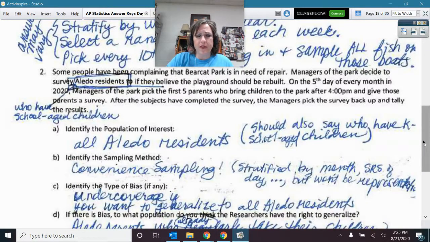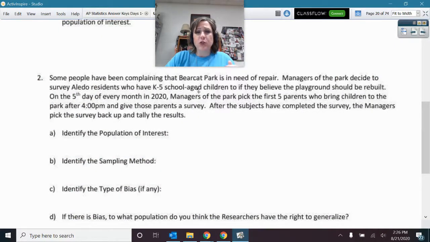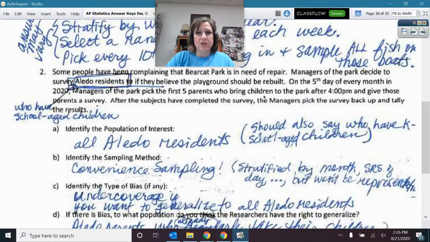All right, number 2 of this generalizing to the population assignment. We're talking about Bearcat Park, and the managers want to survey Aledo residences who have school-aged children, or I had written in on your paper, children aged K to 5. So I added that, K to 5 school-aged children, to believe that the playground needs to be rebuilt. On the 5th day of every month in 2020, they picked the first 5 parents after 4 p.m. and surveyed those parents. After the subjects have completed the survey, the managers pick the survey back up. So they tried not to have a response bias in that regard. By not interviewing them, they filled out a survey and they didn't hover and stand right there while they submitted that survey. So that was an attempt at not having response bias.